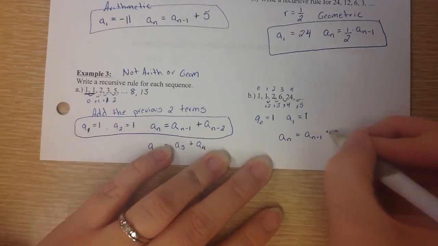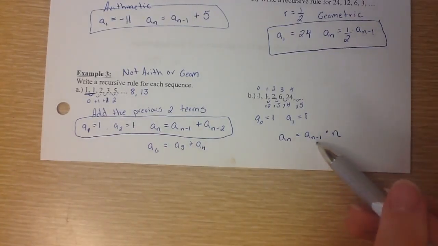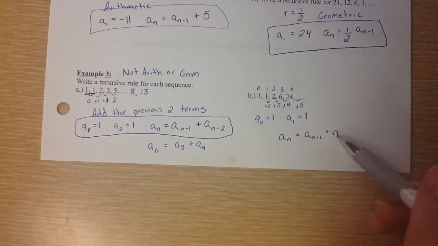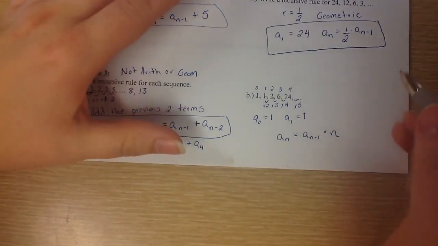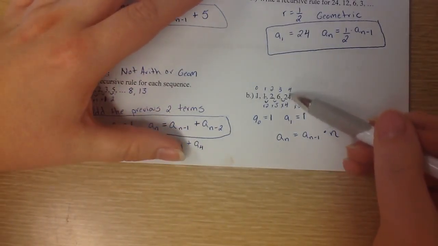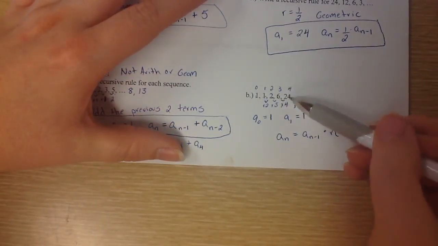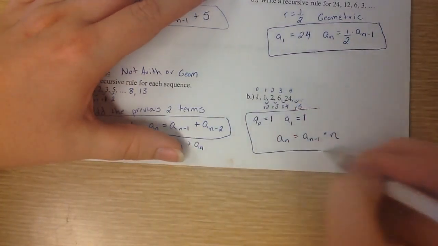So I'd have to go times n. Take the previous term and multiply by whatever term I am. So to find the 9th term, I would need to take the 8th term and multiply by 9. Yeah, I think that works. Because here, if this is the 4th term, if I take the 3rd term and multiply by 4, that gives me that. Okay, so I think that whole thing.